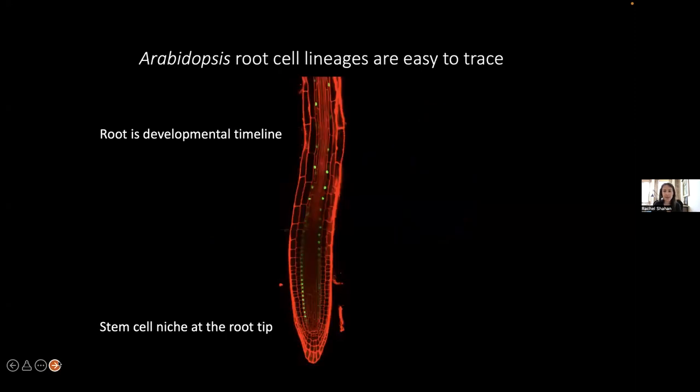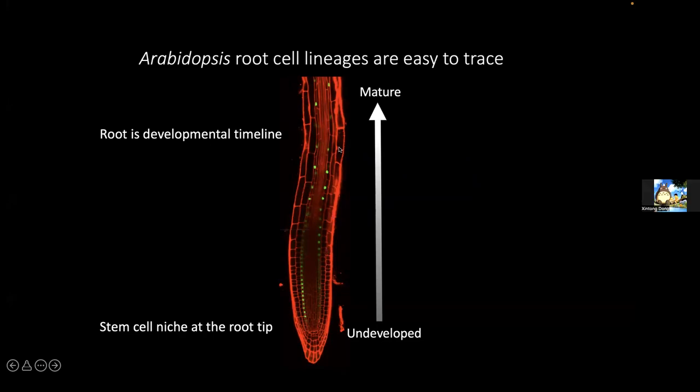So for my postdoc, I joined the lab of Philip Benfey at Duke in order to use the root of the model plant Arabidopsis as a model. And the reason being, of course, that it's much easier to trace cell lineages and there are a lot of molecular tools available. So as a quick primer to the root, here's a confocal image. There's a stem cell niche here at the root tip. And since root cells don't move relative to each other as the root grows, the longitudinal axis is essentially a developmental timeline with the youngest cells here closest to the stem cell niche at the tip. And you can easily and visually trace upwards, and the cells will mature as you approach the shoot.